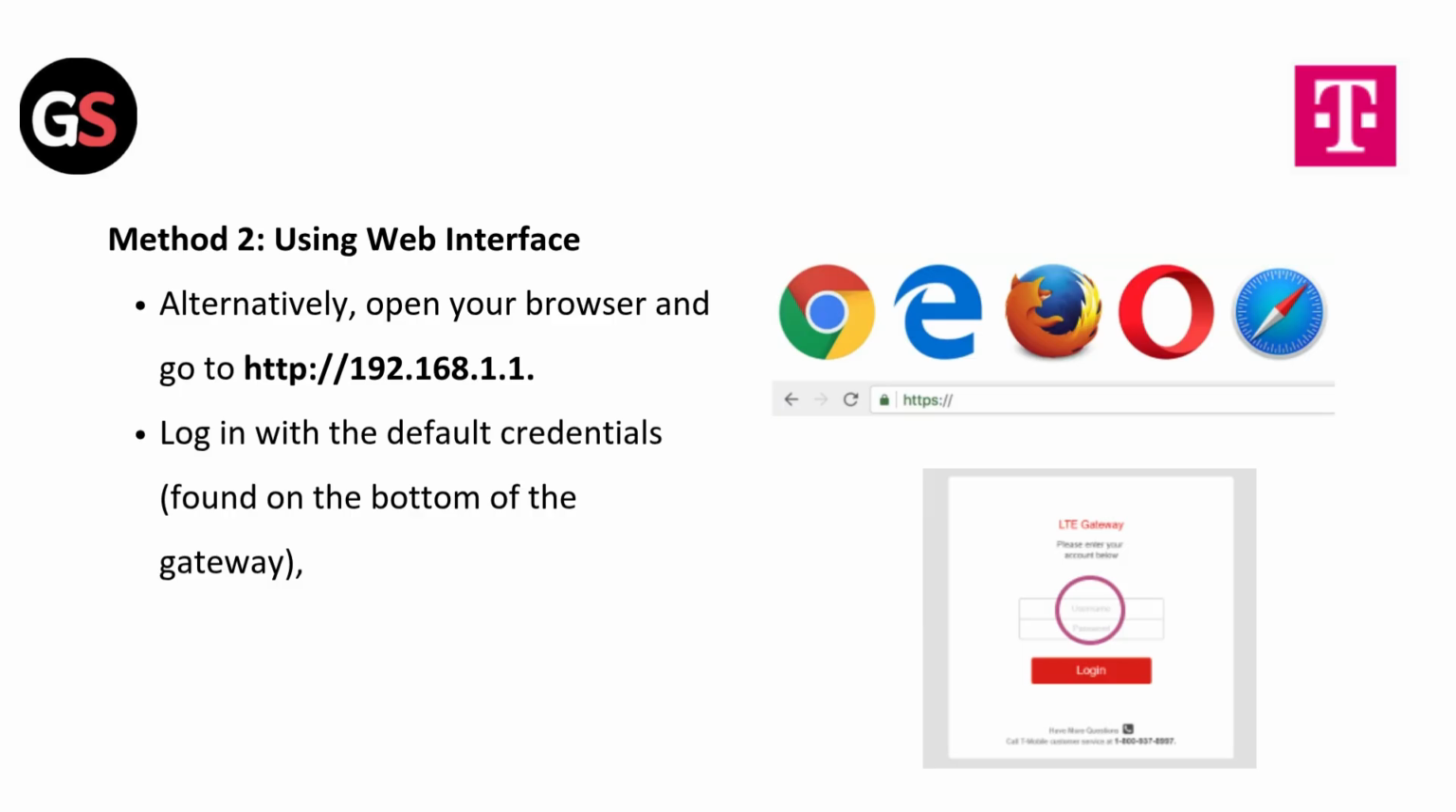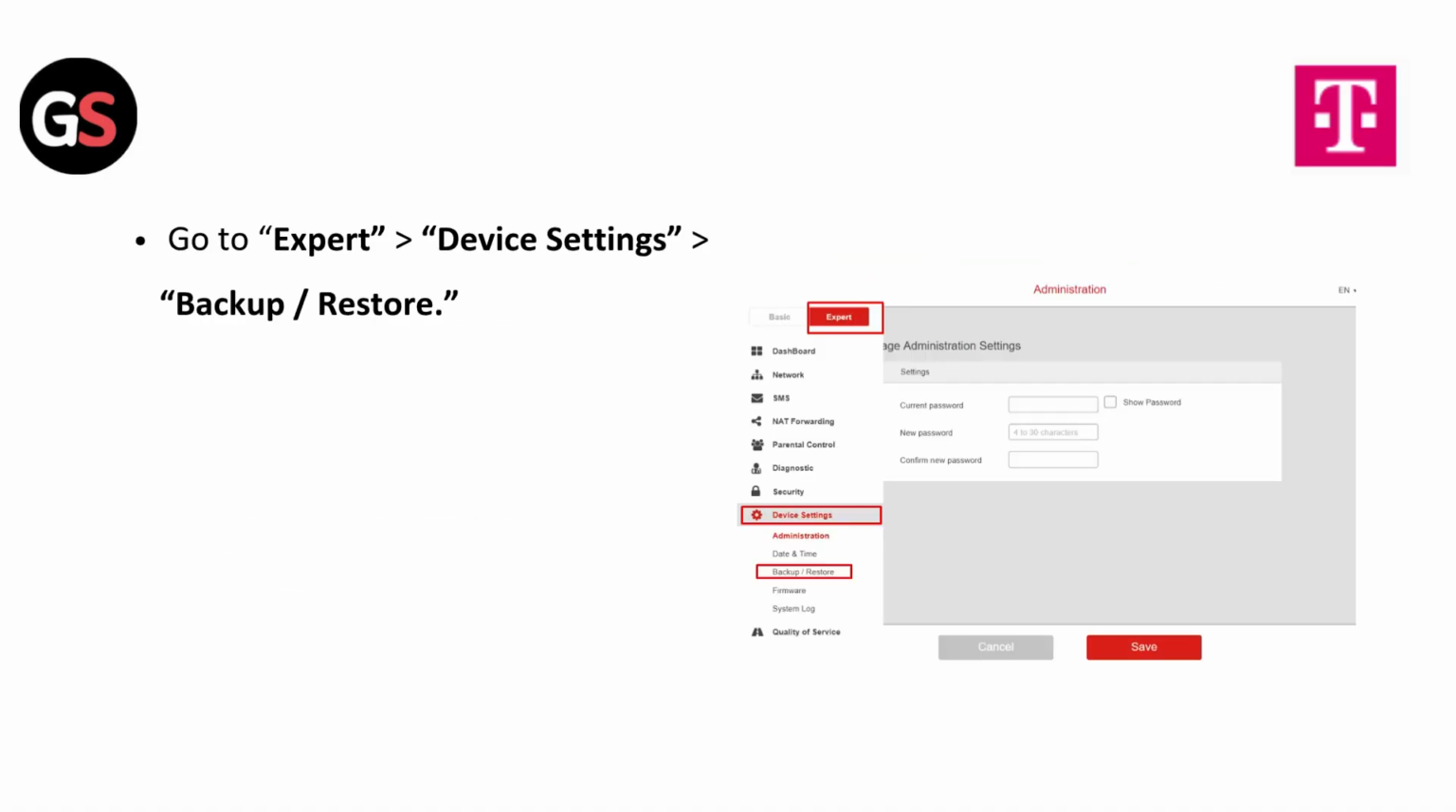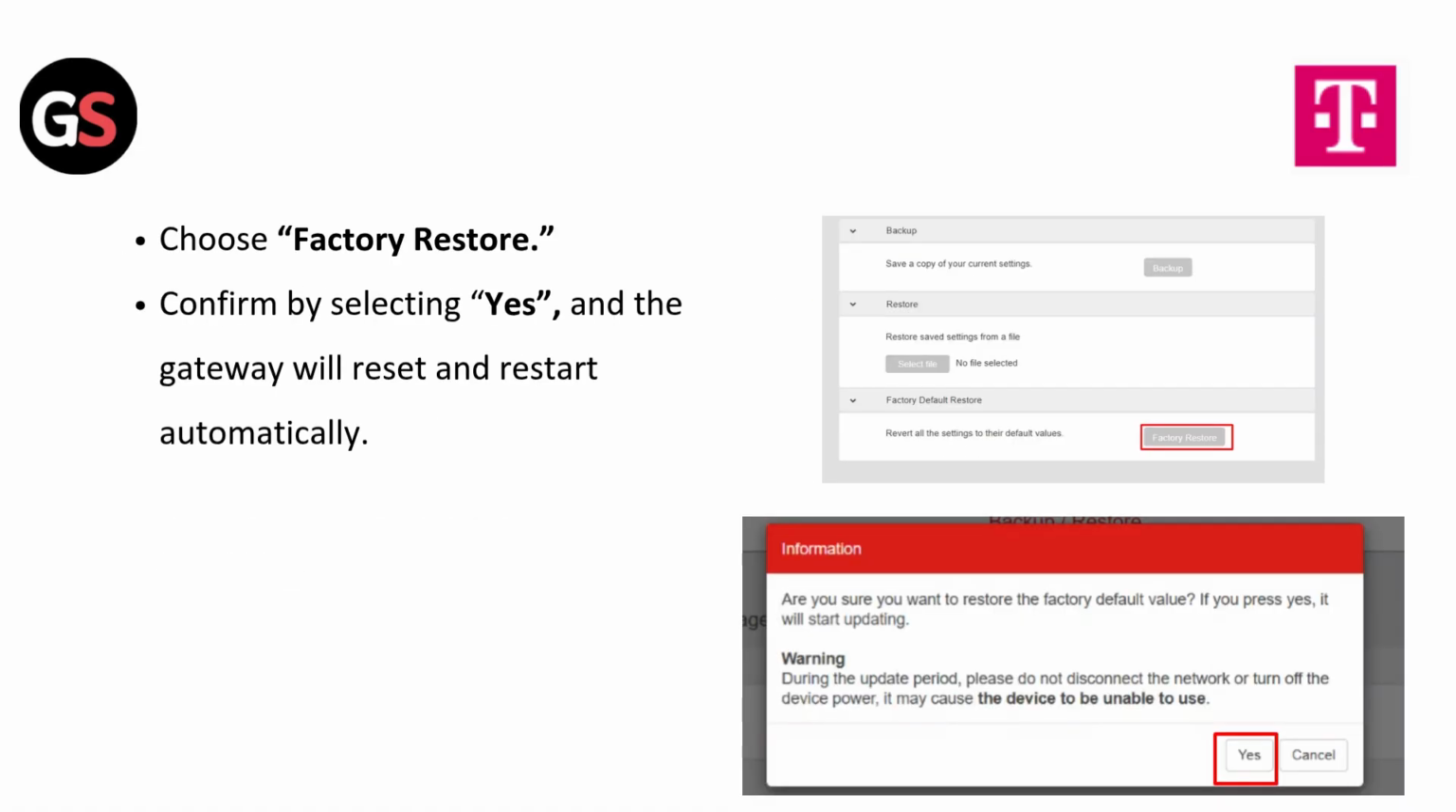Alternatively, open your browser and go to http://192.168.1.1. Log in with the default credentials found on the bottom of the gateway. Go to Export, then Device Settings, then go to Backup or Restore. Choose Factory Restore, confirm by selecting Yes, and the gateway will reset and restart automatically.